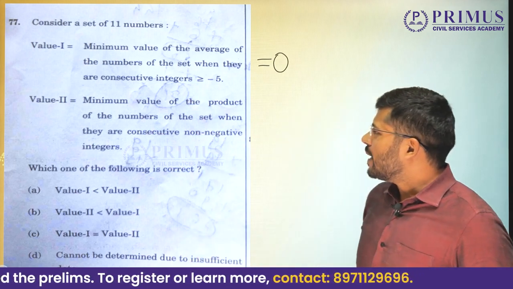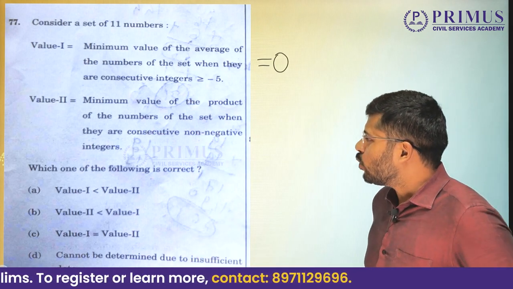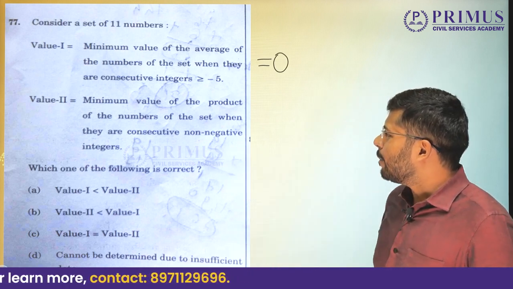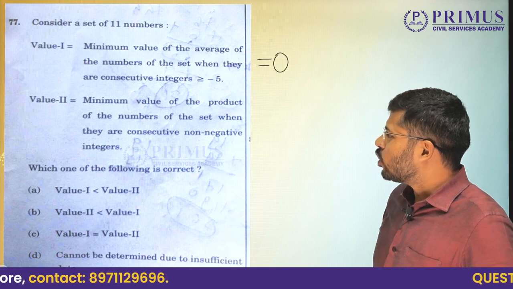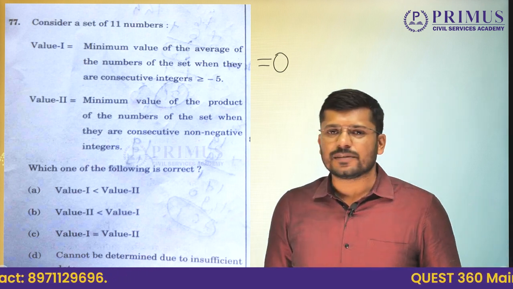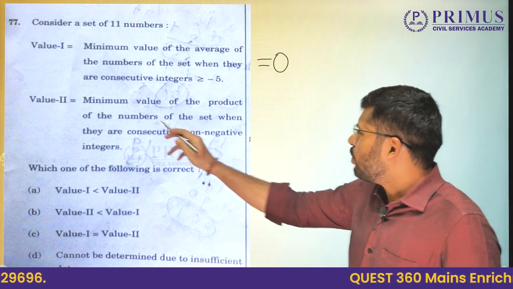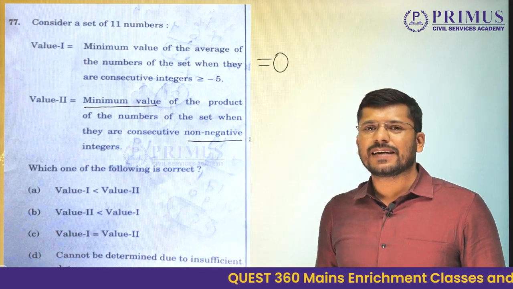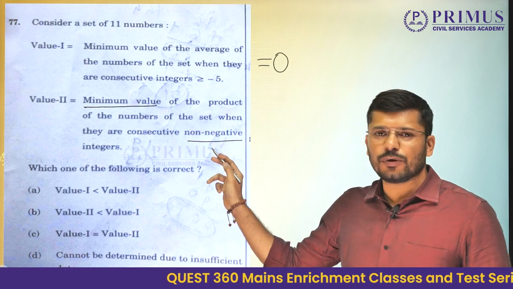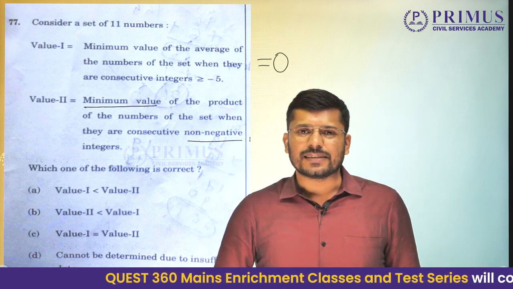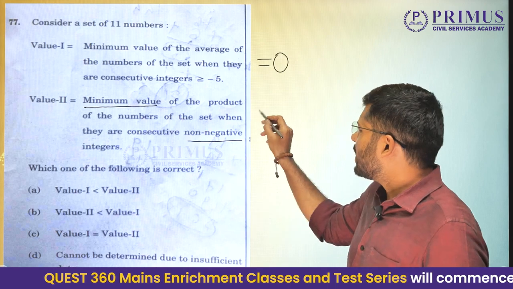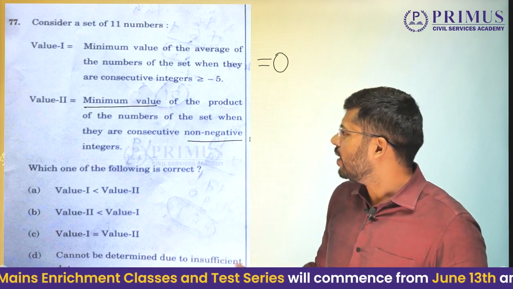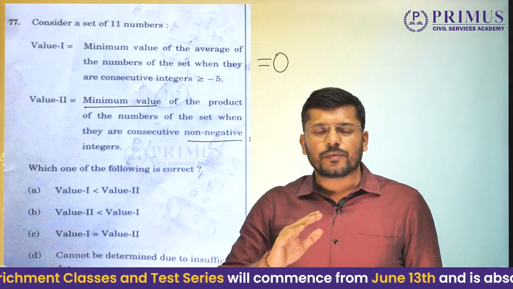What about value 2? Minimum value of the product of the numbers of the set when they are consecutive non-negative integers. In this context, we want the minimum value, but we want non-negative integers. So what is the smallest number that we can begin with? It is 0. They have not asked us for a positive number, they have only told us non-negative integers. So we can begin with 0: 0, 1, 2, 3, 4, 5, 6, 7, 8, 9 and 10. That gives us 11 consecutive numbers such that all of them are non-negative.